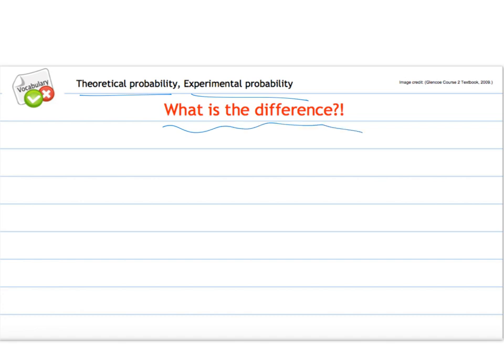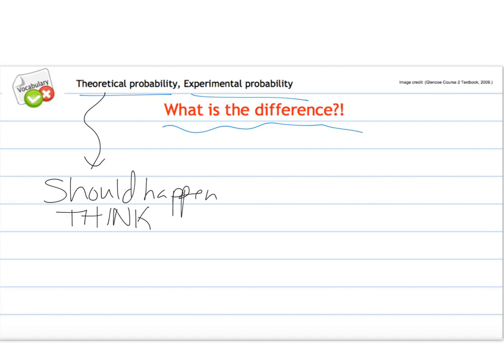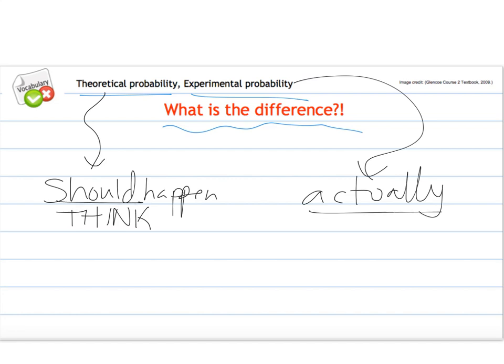Well, if you've ever heard someone say theoretically, what they're saying is what should happen, or what they think will happen, whereas experimental probability is what actually happens after you've conducted an experiment. So if you do something, you can have results of an experiment, and that's what actually happened. So what should happen and what actually happens. What else we know about these is that they may or may not be the same, and they may or may not be close.